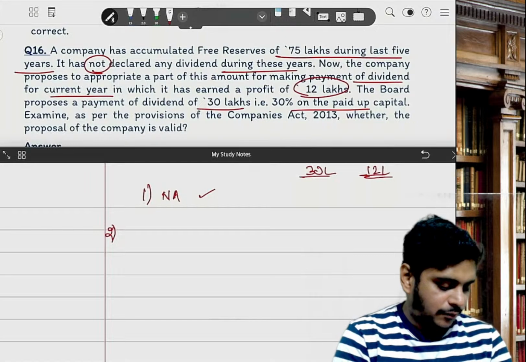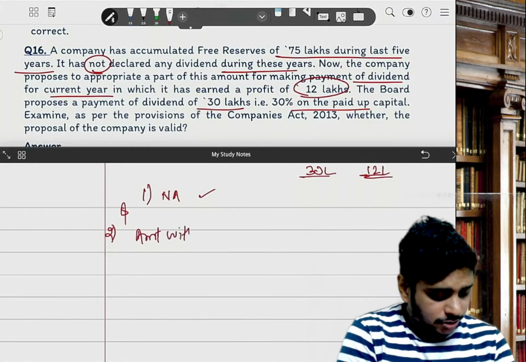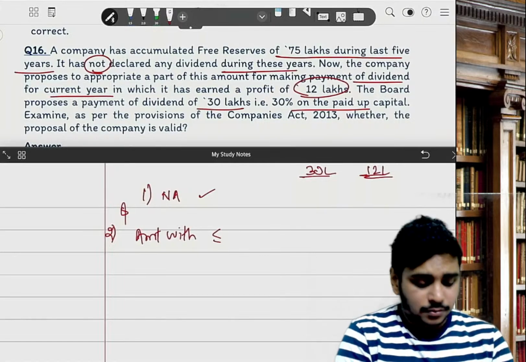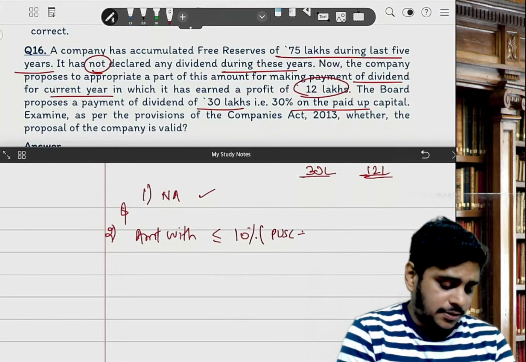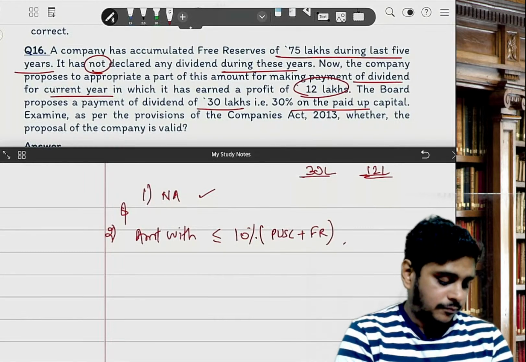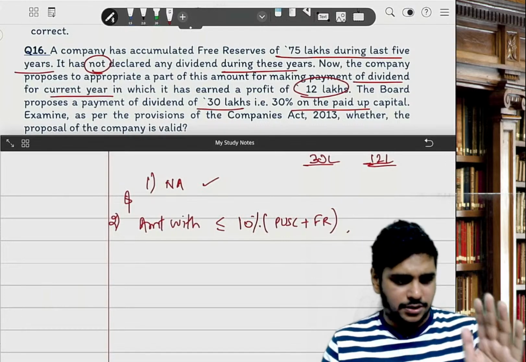Second condition. What is my second condition? The amount withdrawn should be less than or equal to 10% of paid up share capital plus free reserves. And this amount should be used to set off current year losses. But there is no current year loss given in the question.